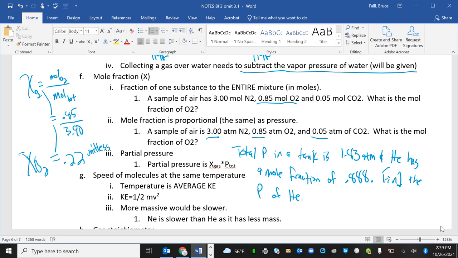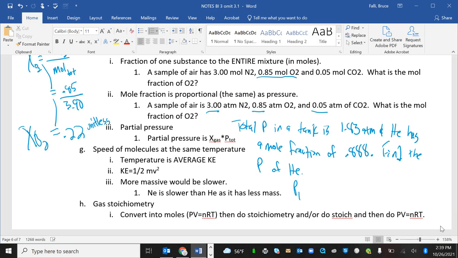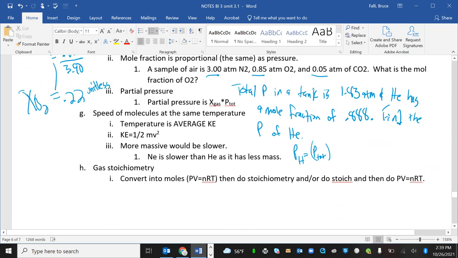All you do is take the partial pressure, so the pressure of helium equals the pressure total times the mole fraction. I guess I put it in the other order. I'll put it in the order I gave it to you. So my mole fraction is 0.888 times 1.83. All I'm doing is plugging it in. Put it in my calculator or ask Siri. What is 0.888 times 1.83? That's 1.63.